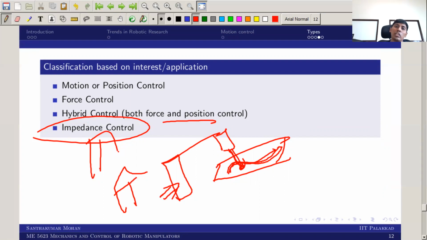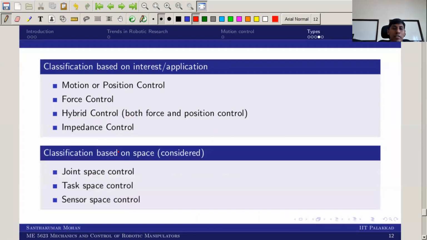Then what are the other classifications we can discuss here? One other classification is based on the working space you are going to consider for the control. Whether you are considering everything in operational space, then we call it task space control, or everything in configuration space, then you can call it joint space control, or you are considering everything with a sensor, so you have a sensor space. For example, you have a camera, you have an encoder. You are using everything based on the sensor value itself. Then it is called sensory task space, or some people simply call it sensor space control.